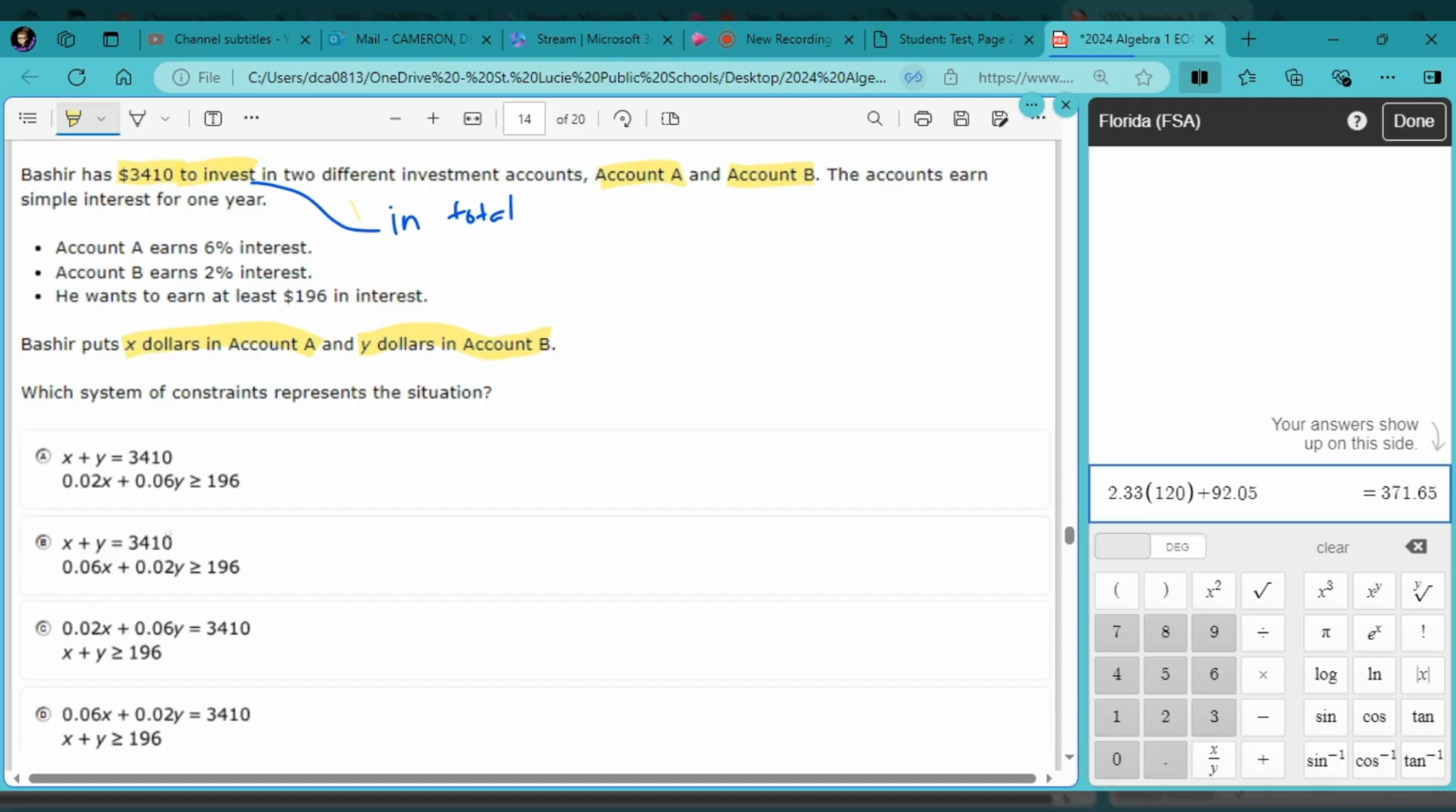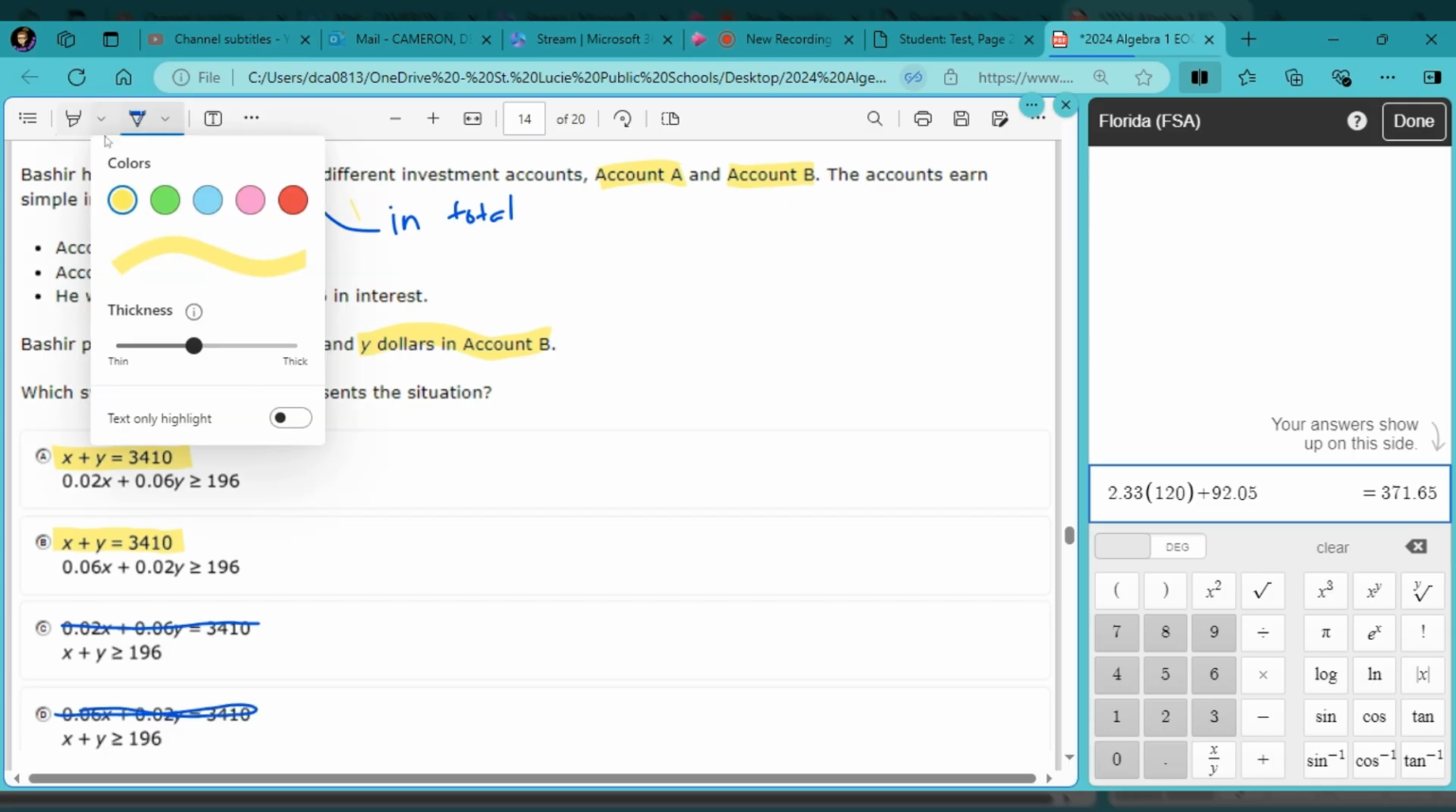Notice I haven't highlighted anything that has to do with interest yet, right? So I'm going to say we need this to be a part of our system of constraints for this question. So these two options here, where they have the total with the interest rates, I'm going to say these are out.